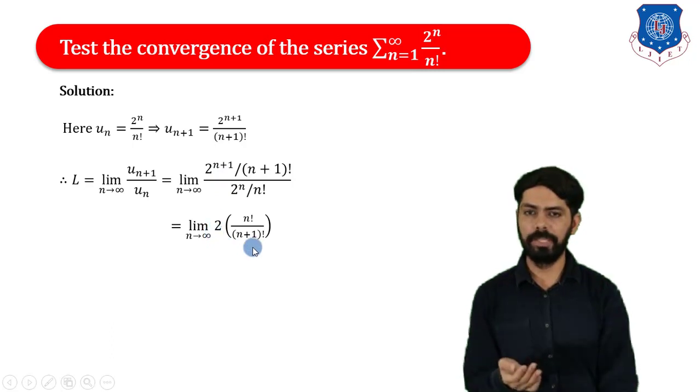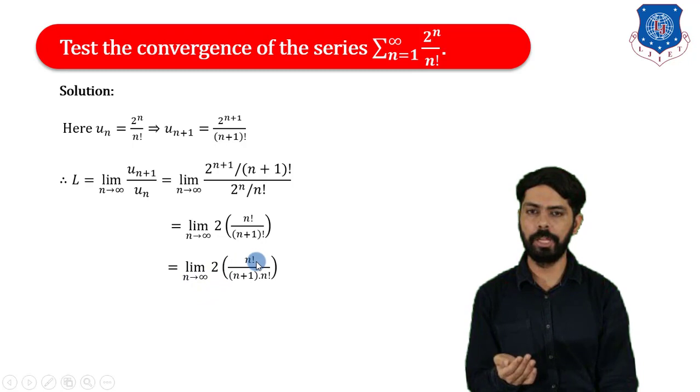Now if we simplify this, then here it will be limit n tends to infinite 2 into n factorial divided by n plus 1 into n factorial, because n plus 1 factorial can be written as n plus 1 into n factorial. So here n factorial cancel out. So it will be limit n tends to infinite 2 divided by n plus 1. Now we will replace n by infinite. So it will be 2 divided by infinite. So it will be 0.